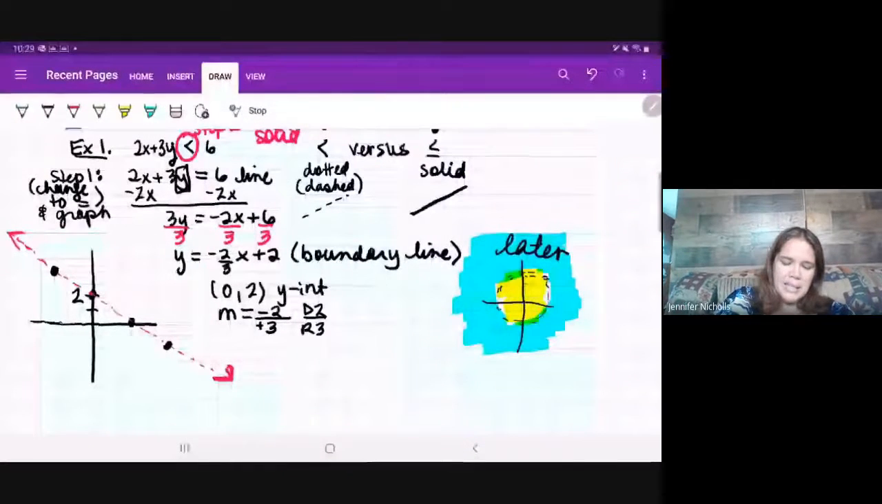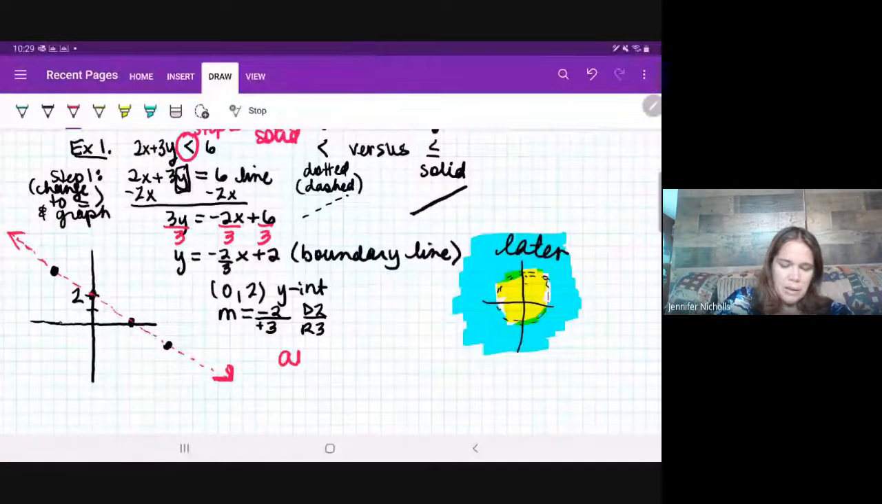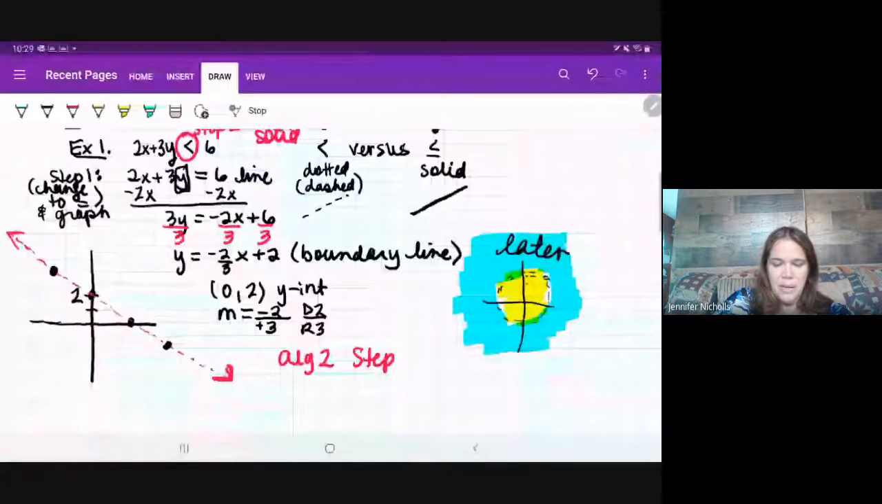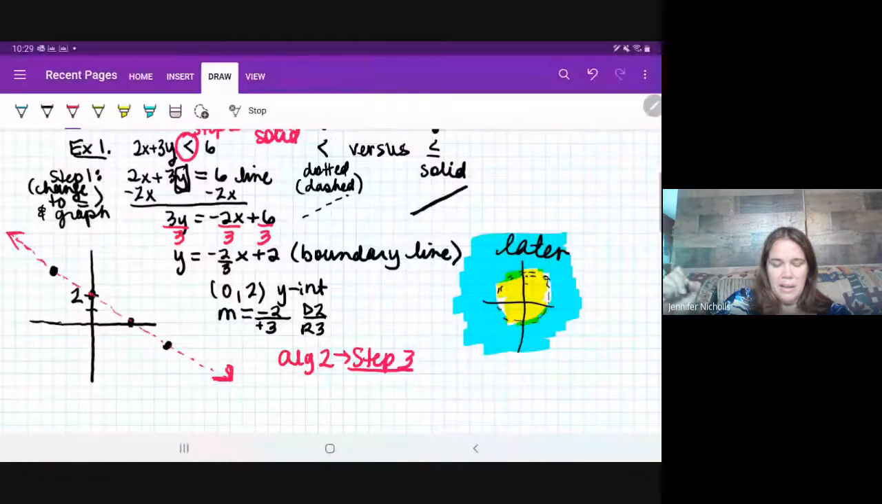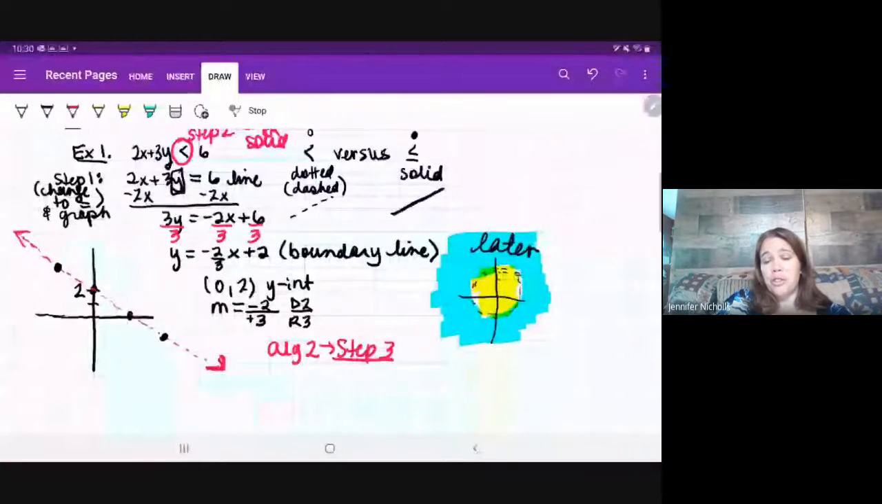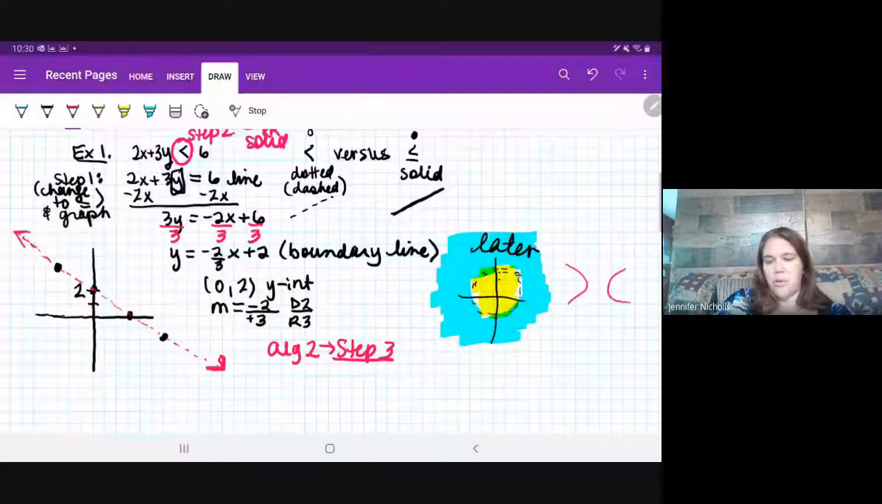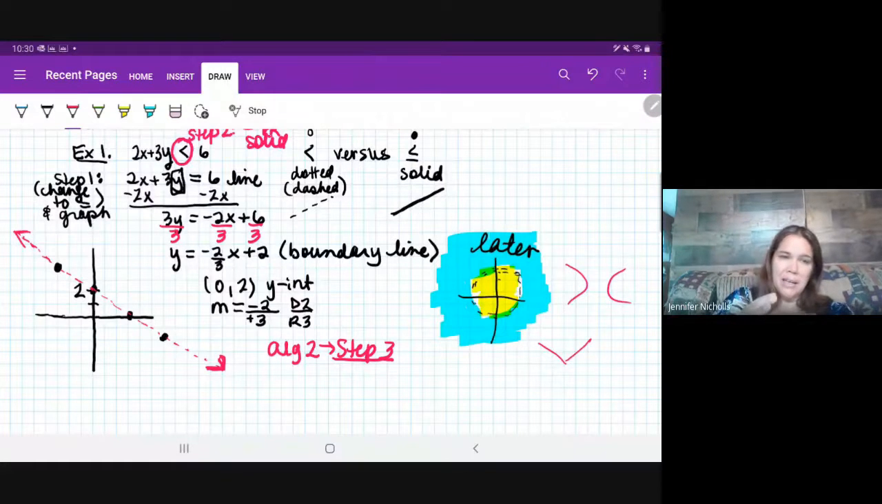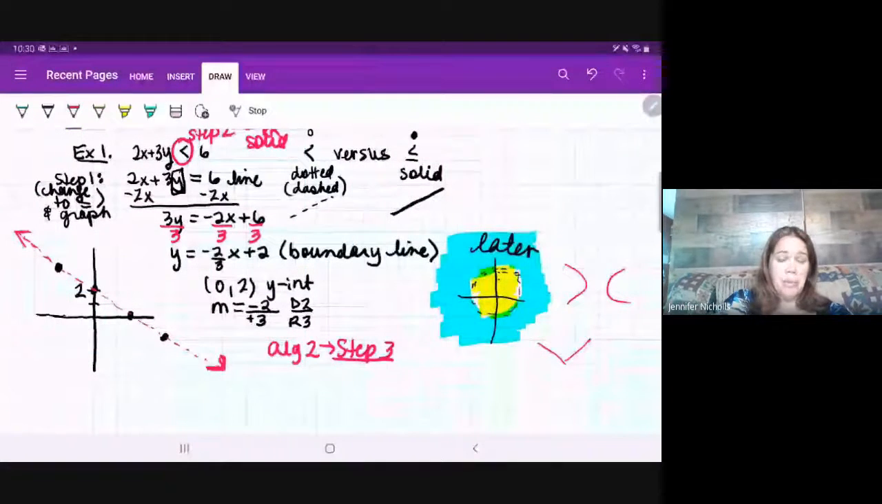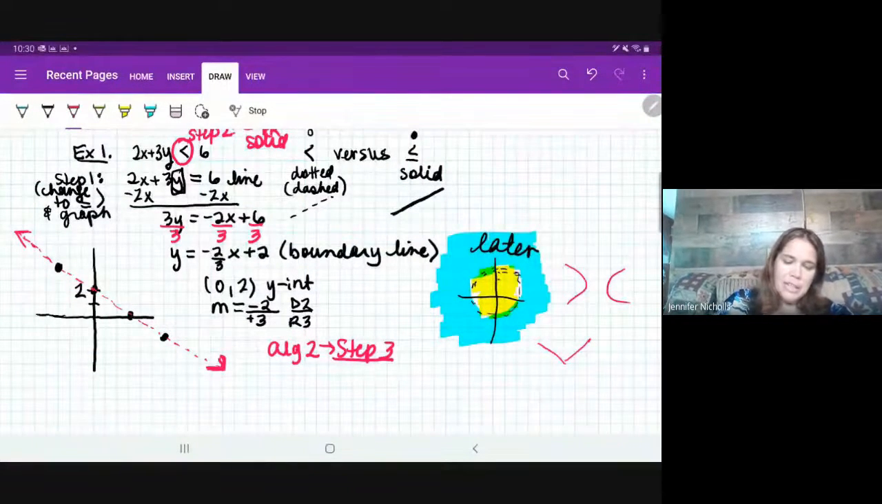Okay, so this is the Algebra 2 step 3. Okay, so Algebra 2, step 3 is different than what you would have in Algebra 1. Because I need it to work for circles. I need it to work for hyperbolas. I need it to work for V-graphs. I need it to work for every shape I have. And the line method, I'd rather learn the method that works for everything and not have 2 separate methods. So step 3 is called test point.